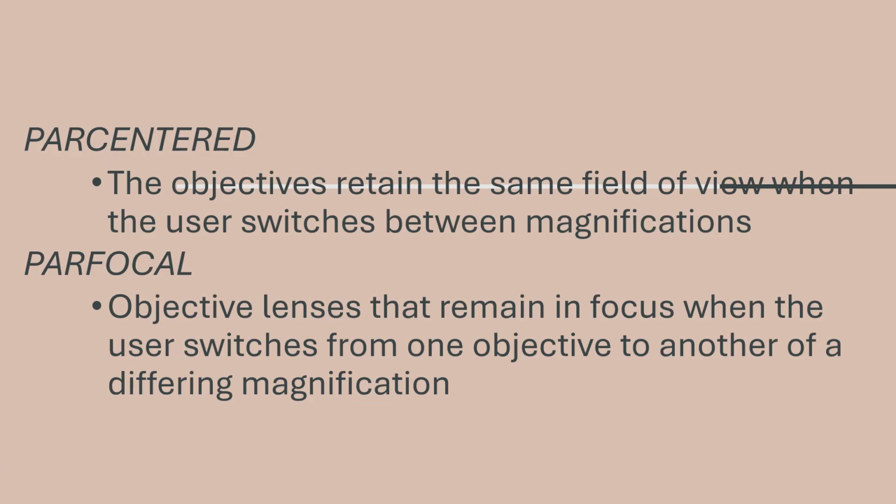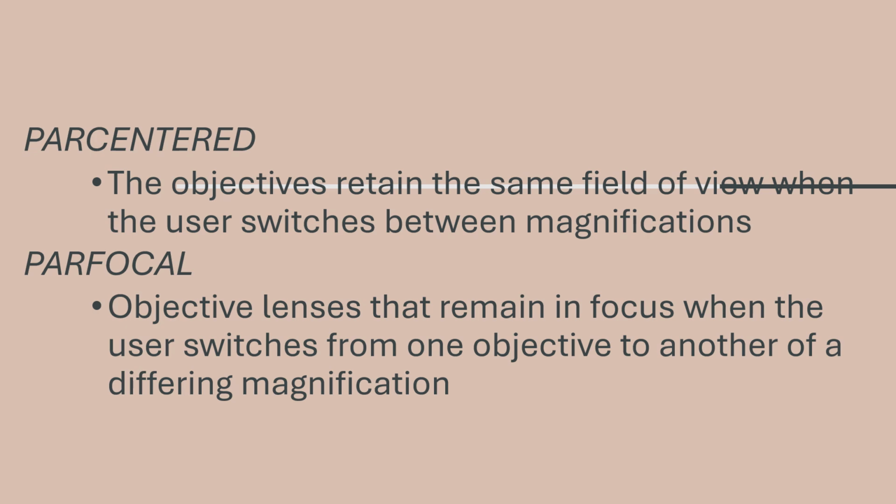Okay, parcentered. Parcentered is a term that describes objectives that retain the same field of view when the user switches between magnifications. Let's say, for example, when you switch from low power to high power, it retains the same field of view, but it is just enlarged.